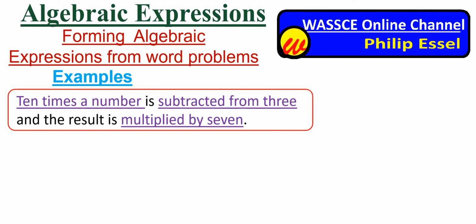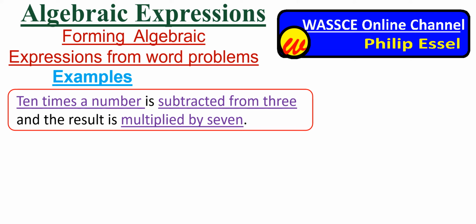Our next word description states that 10 times a number is subtracted from 3 and the result is multiplied by 7. So let's do this one step after the other. So first, from the word description, we are told that 10 times a number. 10 times a number simply means 10 times an unknown number. So that unknown number is a variable x, so that will be 10x.